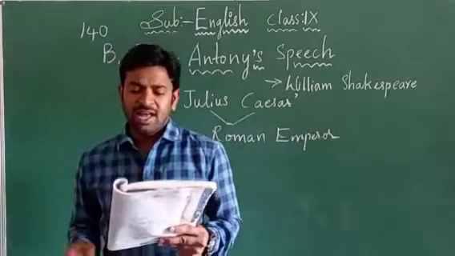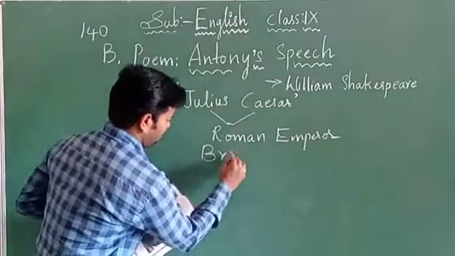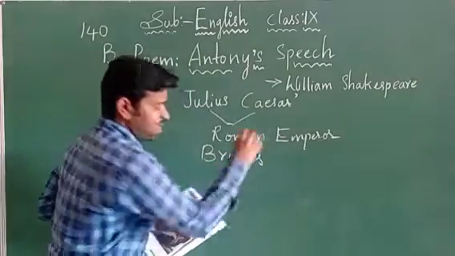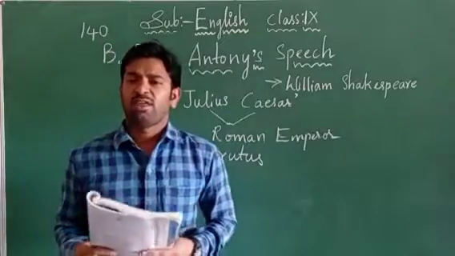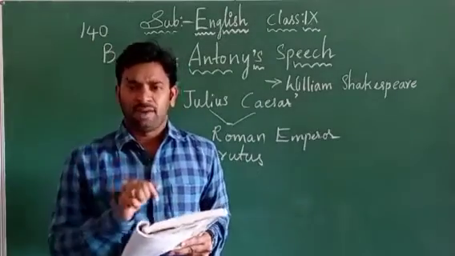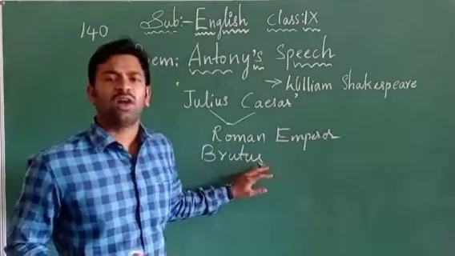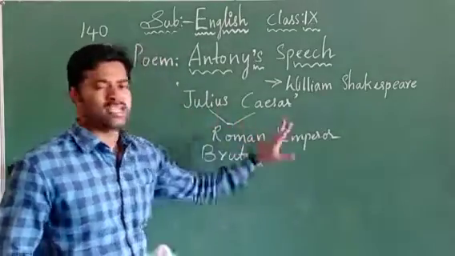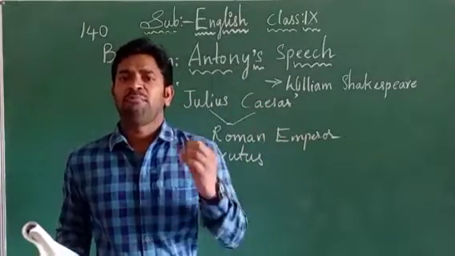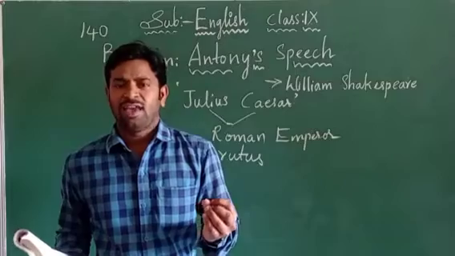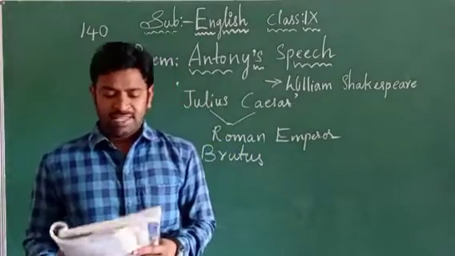Who made the plan? Brutus. One more character is mentioned here. He is Brutus. Brutus is one of the persons among the Romans. He is a cunning fellow who had a lot of ego towards Julius Caesar. When the war was going on, he made one cunning plan to kill Julius Caesar.